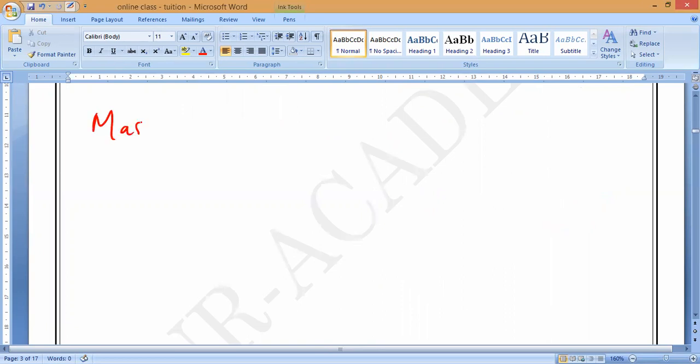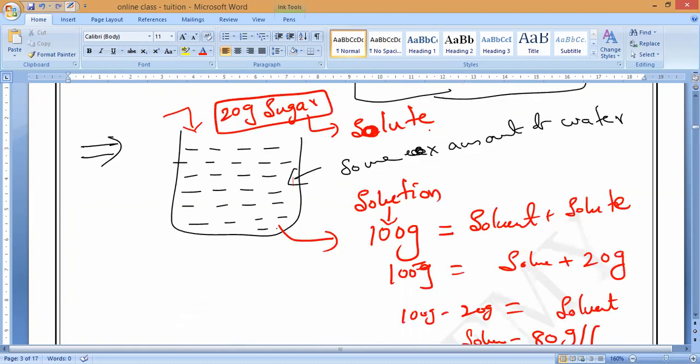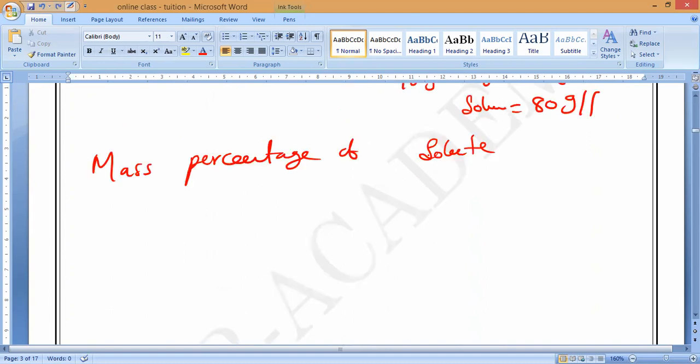The concentration of a solution is equal to the mass percentage formula. All of you write: mass percentage of solute, mass percentage of water. Mass percentage of solute, but I should not say solute here. What should I say? Solution. I am saying solution, but actually what I am measuring is the amount of solute. That is how to remember. Mass percentage of solution.